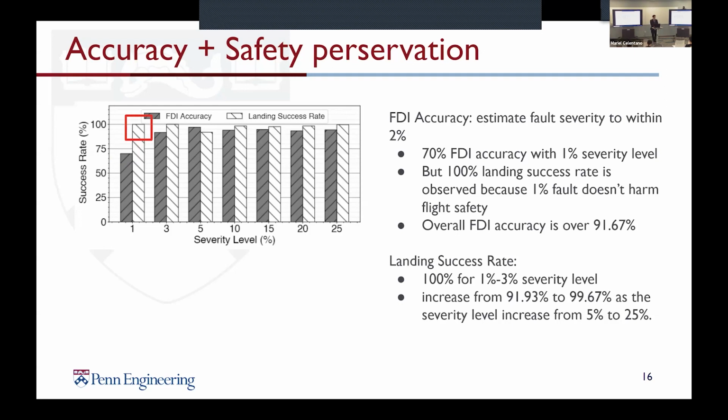So based on that, our overall FDI accuracy is good, which is over 91.67%. And for the landing success rates, not surprisingly, because 1% and 3% don't harm the flight safety, it is 100% for both cases. And as the severity level increases from 5% to 25%, the landing success rate also increased from 91.93% to almost 100%.